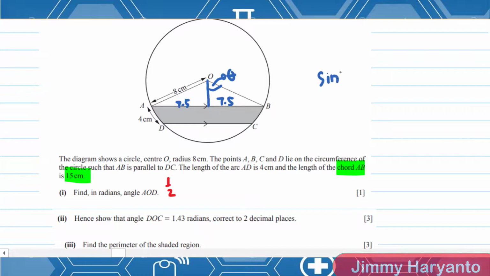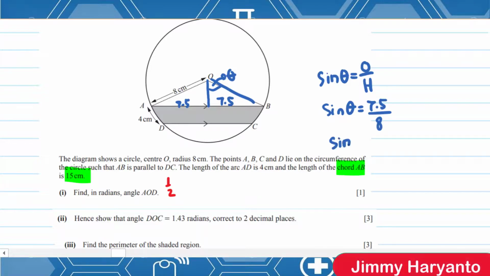So it will be sine theta equals opposite over hypotenuse. Sine theta equals the opposite. Opposite is 7.5 over the hypotenuse. The hypotenuse is this one, 8. So the theta will be sine inverse of 7.5 divided by 8. The result is 1.22 radian.